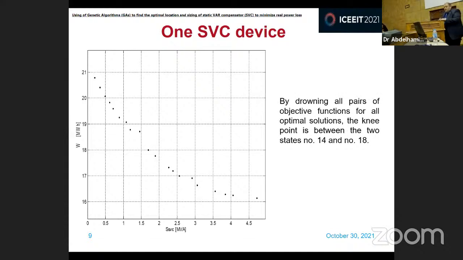With two static VAR devices, by drawing all the pairs of objective functions for all optimal solutions, the knee point is between the two states, 14 and 18. Sorry.